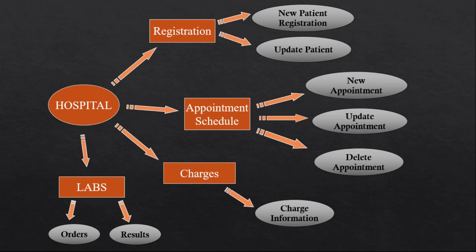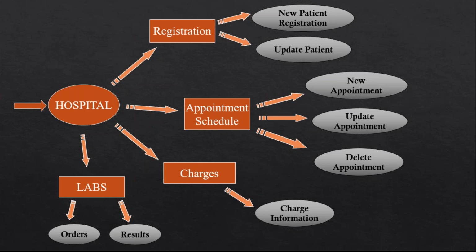Next up, we have labs. Labs are nothing but, as we know, orders and results. So there are two events that are possible, which are orders and results. Now, these are the terms which we are seeing in general English. So we are just taking a look to understand what are the possible events that we might have in each of these individual message types.